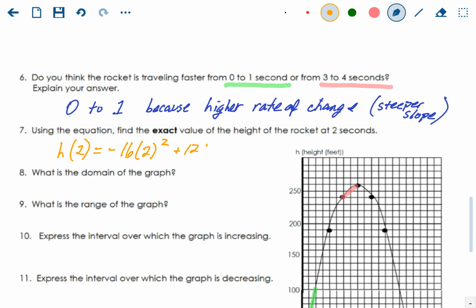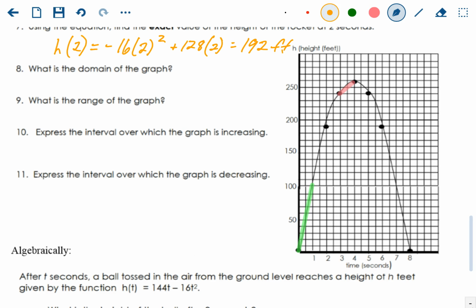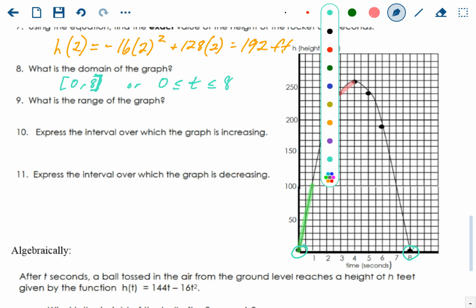We already did number 7, find the exact value after 2 seconds. Plugged it in and got 192. Alright, domain. Now again, domain used to be all real numbers automatically, but now it's not. Now it's how long is it in the air? We already said it was between 0 and 8 seconds. So as an interval, 2 brackets, 0 and 8, or as an inequality, 0 is less than or equal to t, which is less than or equal to 8. So again, interval notation, inequality notation.